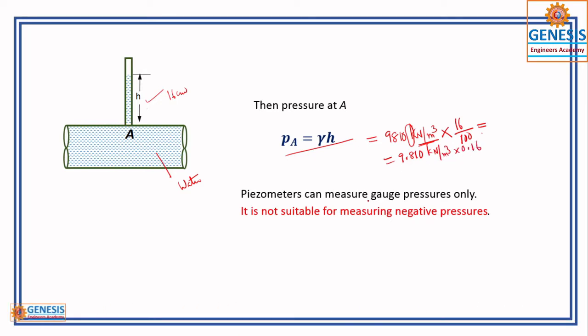Like that you have to calculate, but it gives you only gauge pressure, meaning above the atmospheric pressure. If you are asked about the absolute pressure, you simply add the atmospheric pressure. You understand? This is only gauge pressure, above the atmospheric pressure. So piezometers can measure gauge pressure only, that means only positive pressures above the atmospheric pressure. This is not suitable for measuring negative pressures.